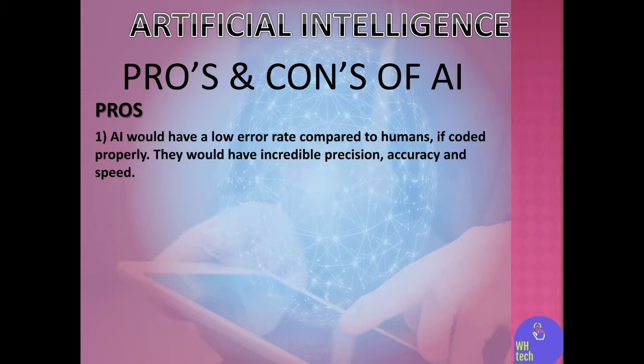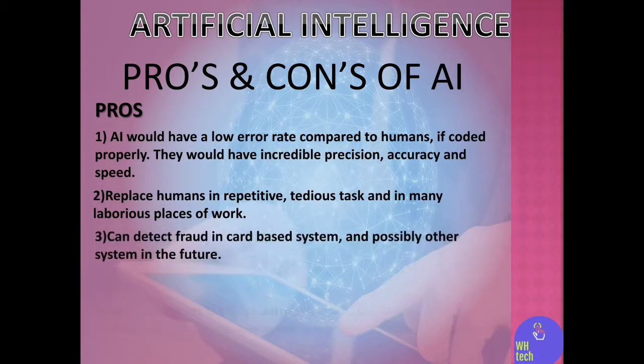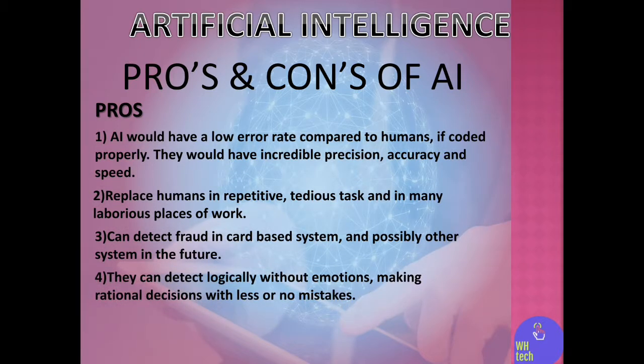So now let's see the pros and cons of AI. Number 1, AI would have a low error rate compared to humans if coded properly. They would have incredible precision, accuracy and speed.